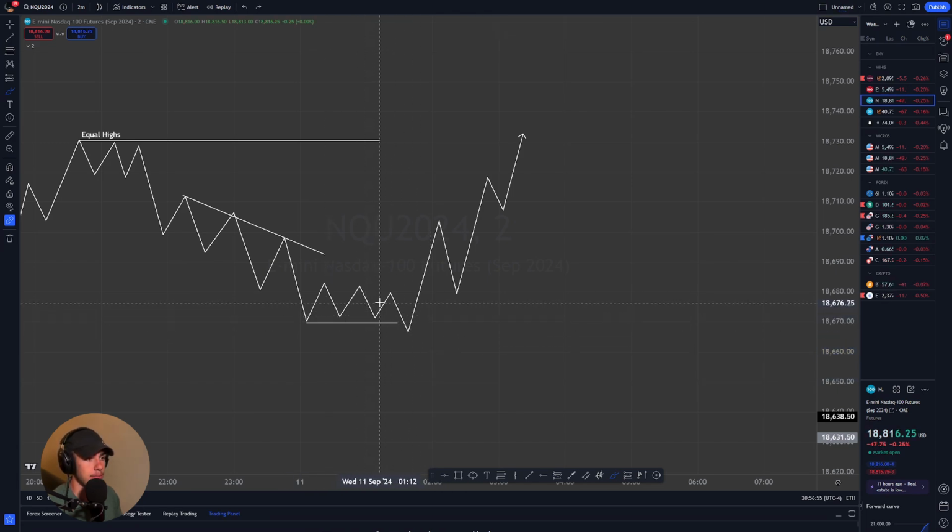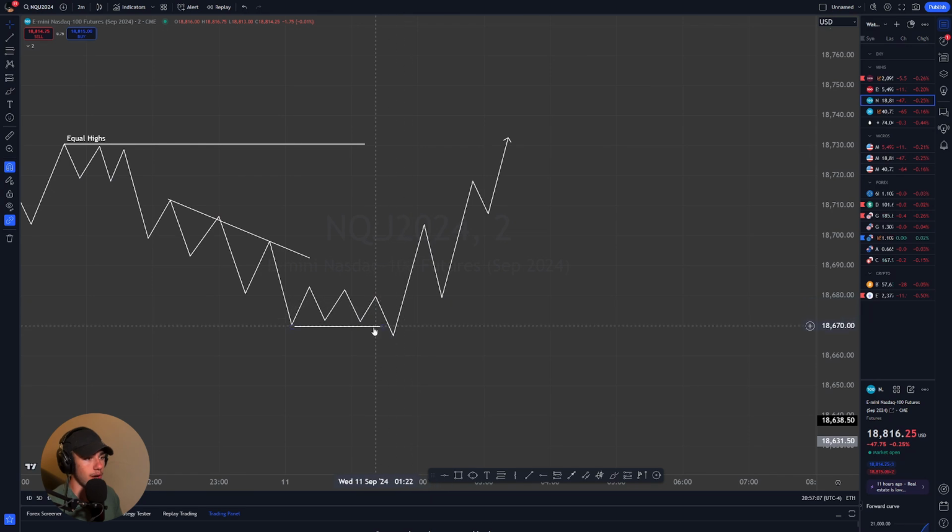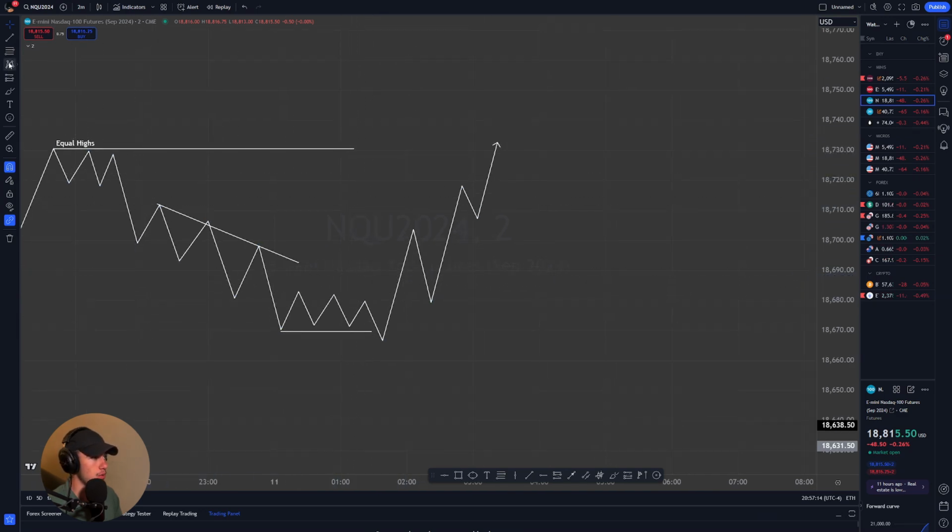We didn't get that, but what we did get is displacement above the high. So at this moment in time, we are not struggling at all to go higher, but we are struggling to go lower, right? That is a clear bullish sign to me, and that is all I need. So again, I need a sweep of a significant liquidity pool followed by displacement above the high, which is exactly what we got here.